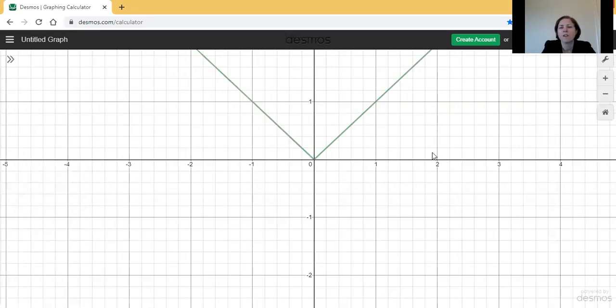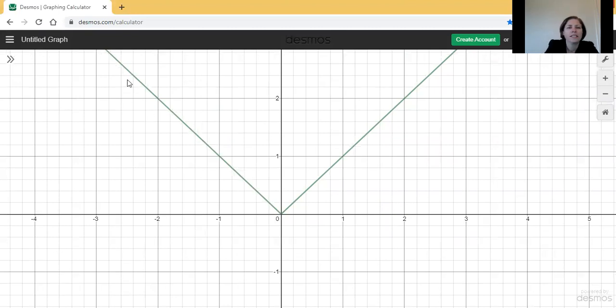Now, this function has a negative gradient to the left of the y-axis and has a positive gradient to the right of the y-axis. But what it doesn't have is a 0 gradient on the y-axis. I don't have a horizontal gradient there. In fact, on the point x equals 0, immediately to the left of this, I have a negative gradient. Immediately to the right of it, I have a positive gradient. But on that point, it's impossible to decide what the gradient is.